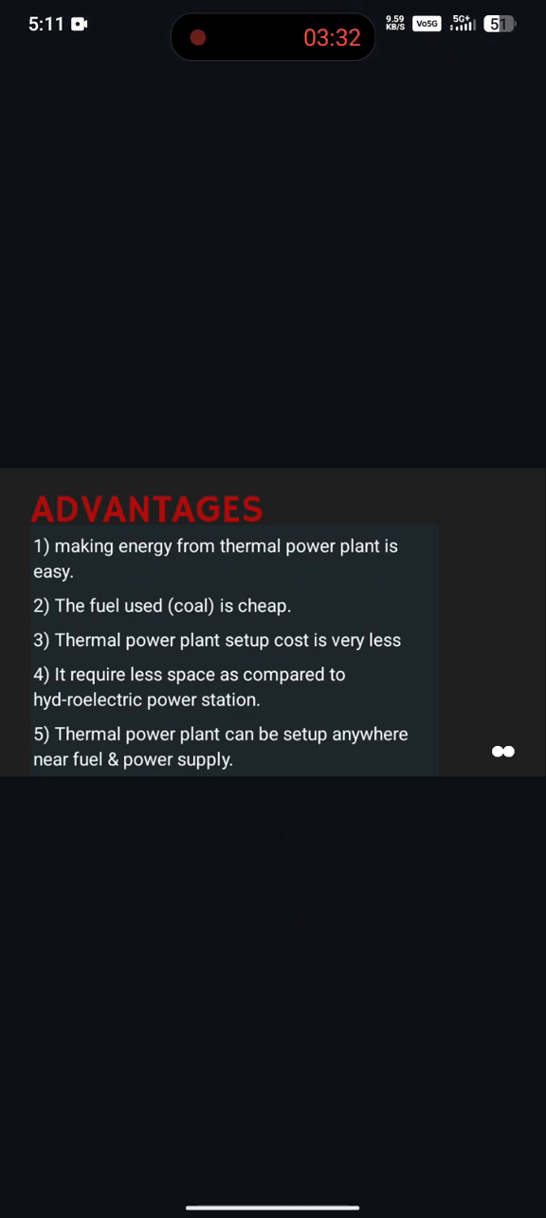There are so many advantages of thermal power plants. First, making energy from the thermal power plant is very easy. The fuel used, that is coal, is very cheap. The thermal power plant setup cost is very low. It requires less space as compared to another power station like a hydroelectric power station. Then a thermal power plant can be set up anywhere near fuel and power supply.